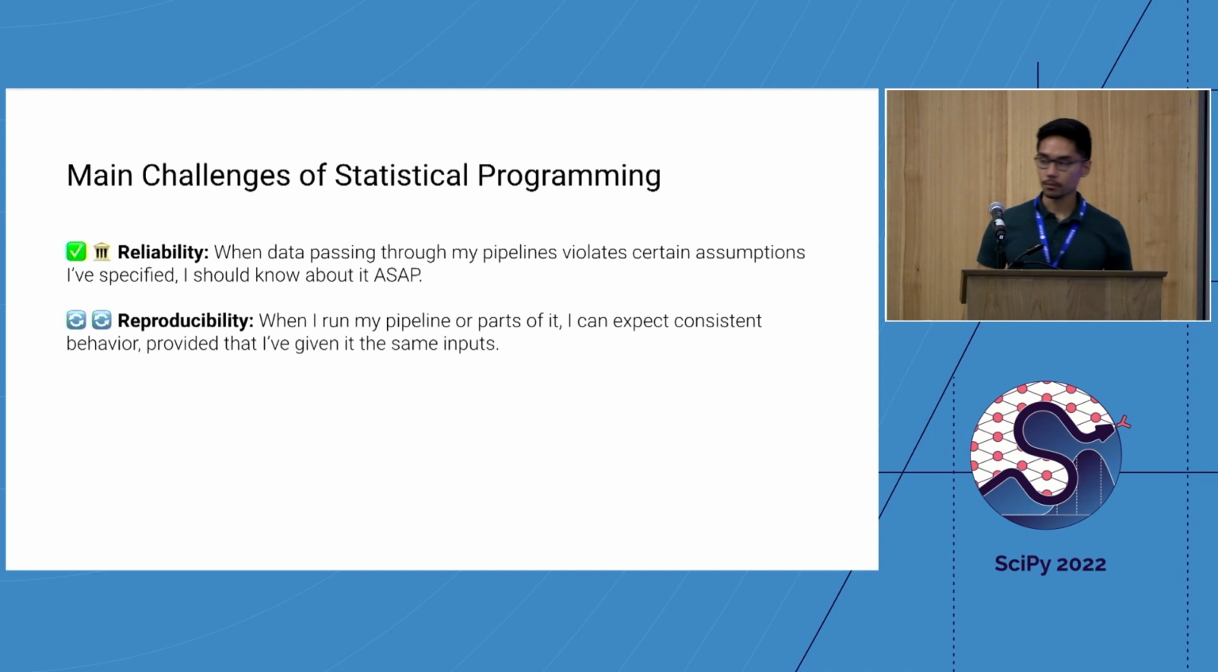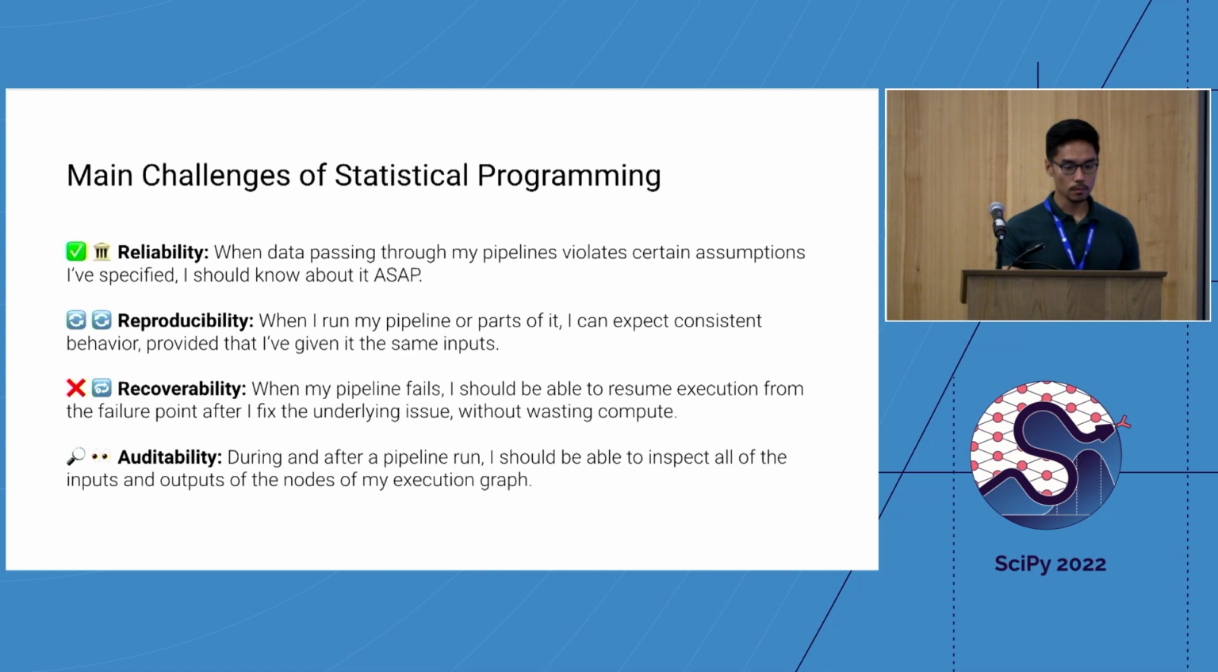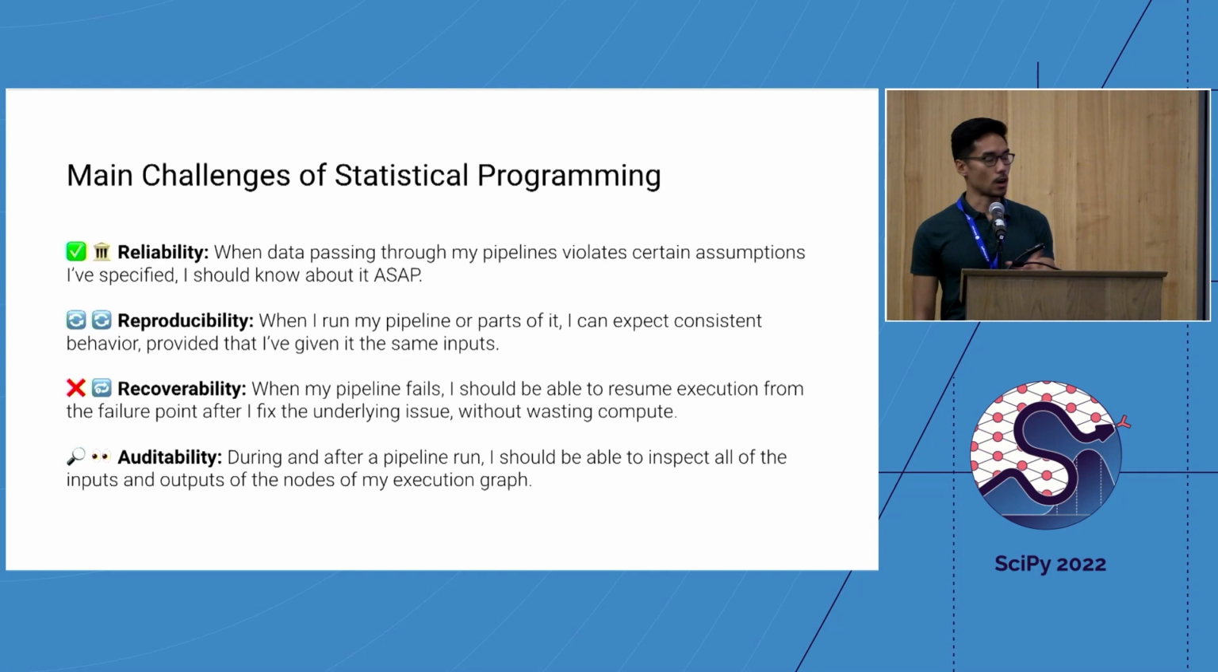The second part is reproducibility. When I run my pipeline or parts of it, I can expect consistent behavior, provided that I've given in the same input. Third, on the recoverability piece, when my pipeline fails, I should be able to resume execution from the failure point after I fix the underlying issue without wasting any compute. And finally, during and after a pipeline run, I should be able to inspect all the inputs and outputs of the nodes of my execution.